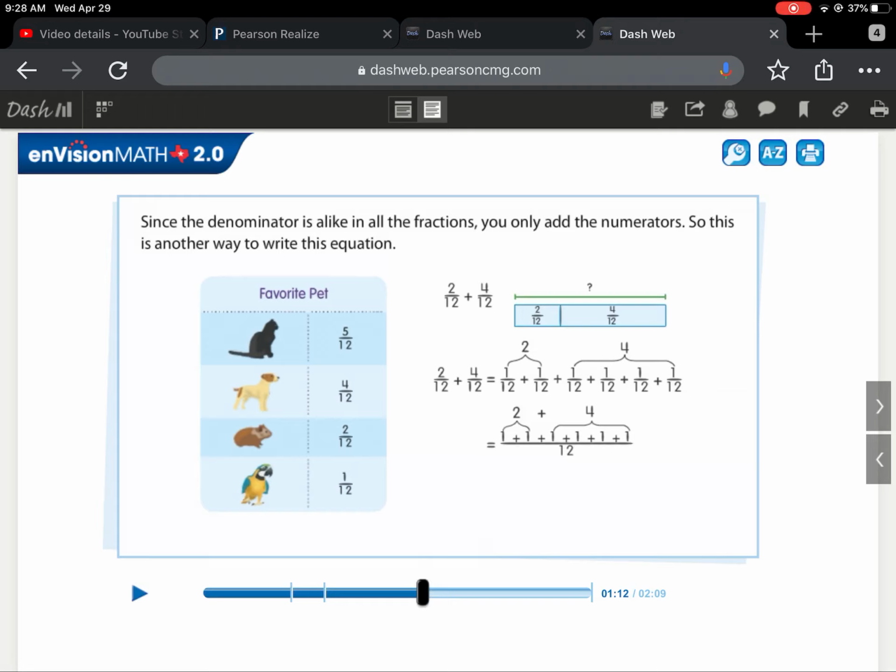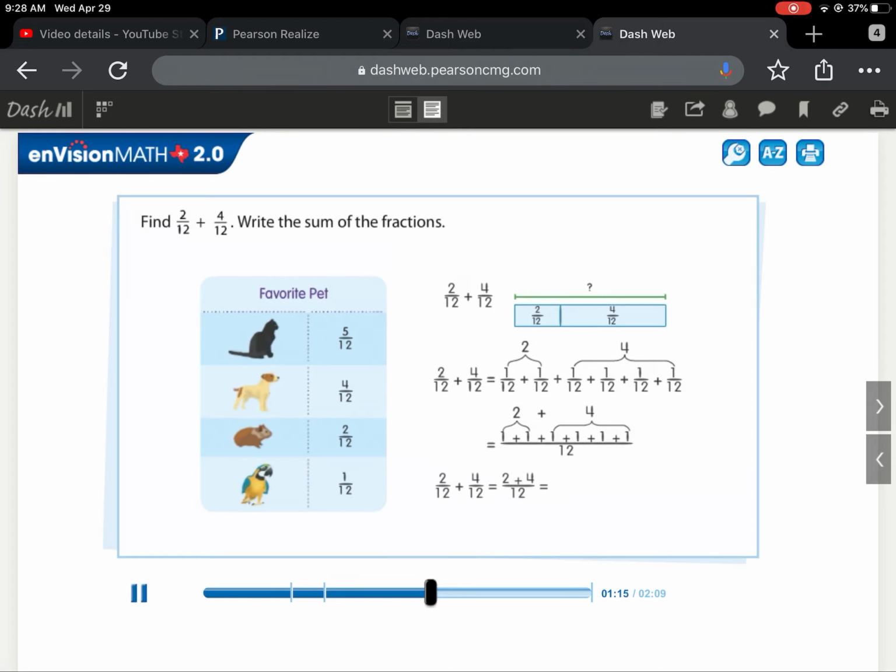Now notice here that when they're talking about 2 12ths, they decomposed it into 1/12 plus 1/12, but it's still the same fraction, 2 12ths. When they're referring to 4 12ths, they are decomposing it into 1/12 plus 1/12 plus 1/12 plus 1/12, but it's still the same fraction, 4 12ths. Okay? Write the sum of the fractions.